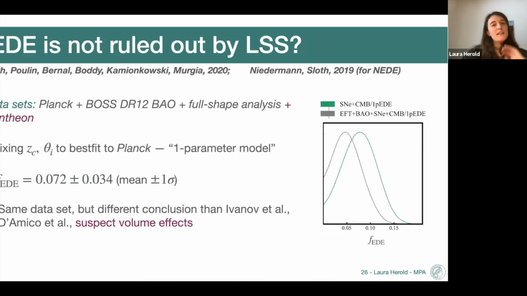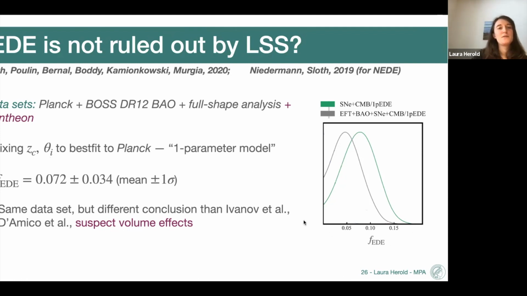Now coming back to early dark energy, these two groups had a similar idea in the context of early dark energy. If the data cannot constrain all parameters of the early dark energy model, why not simply fix two parameters of the model? They fixed them to the best fit obtained to Planck only data. This is what they named the one-parameter EDE model, and in the one-parameter model, they only vary f_EDE.